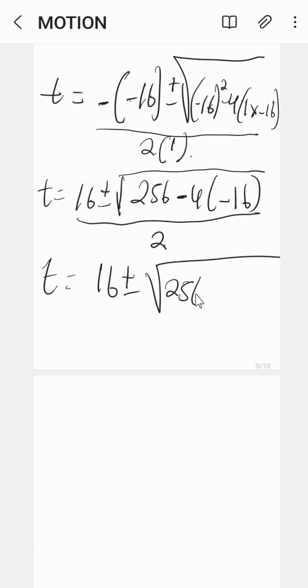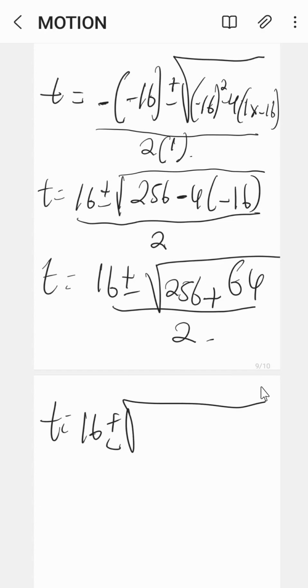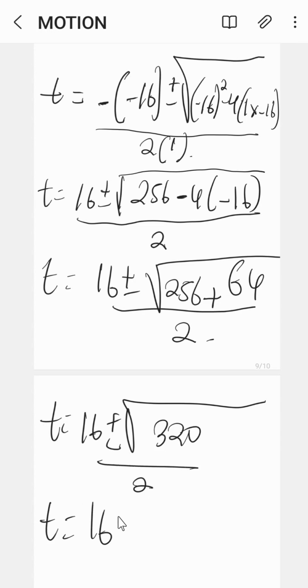You have 256 negative positive, so you have 16. All right, so negative times negative is positive, 4 times 16 gives you 64, over 2. So you have t is equal to 16 positive or negative, so you have 64 plus 256. All right, so 256 plus 64 gives you 320 over 2. So t is going to be 16 positive or negative the square root of 320.